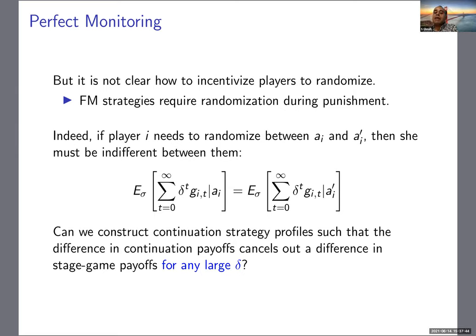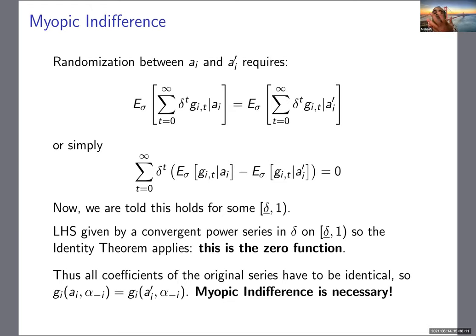So our question, at the bottom of the slide, is: can we construct a continuation strategy profile such that the difference in continuation payoffs cancels out a difference in stage game payoffs for any large delta? This is important. We cannot do it for one specific delta, as in Fudenberg-Maskin. We have to do it for any delta, but that delta we can say needs to be above 0.8, above 0.9, whatever. So let's look at something called myopic indifference. First let's take randomization between a_i and a'_i. Same condition as last page, but now we are going to rewrite it as a power series, because it's an infinite degree polynomial. It's a convergent power series, delta is between zero and one. Actually, delta is between some delta lower bar and one, so this has to hold for all high enough discount factors.